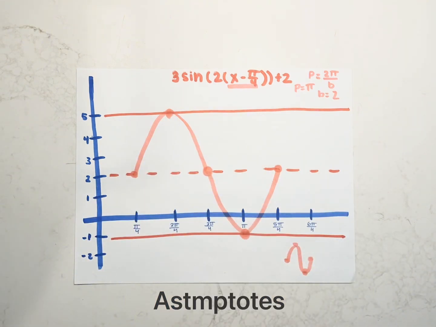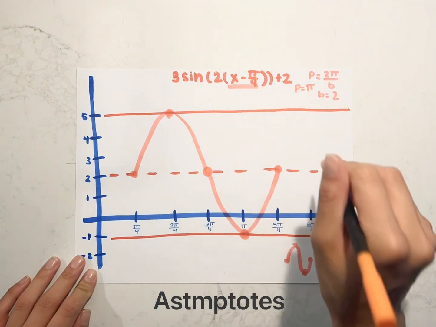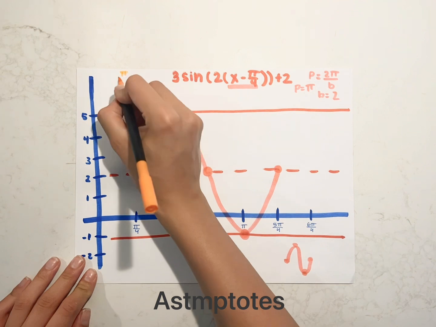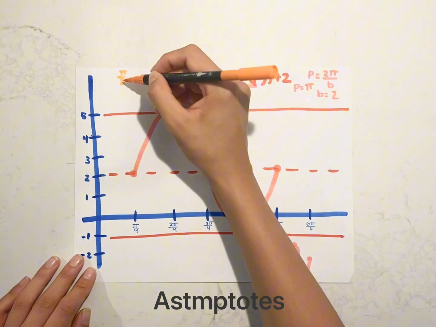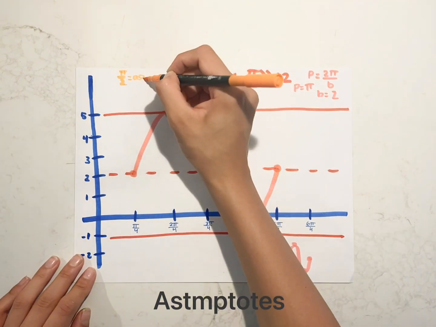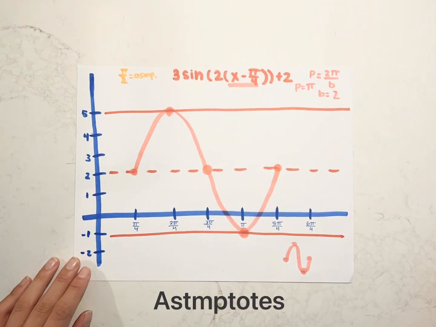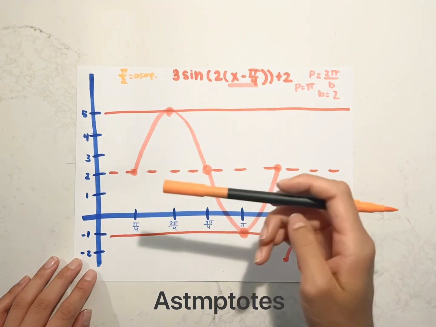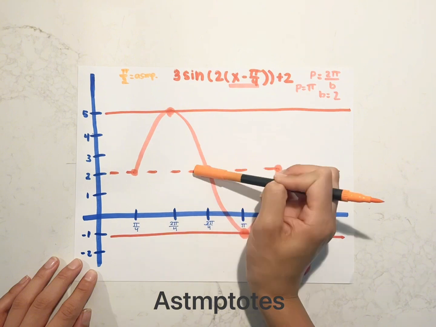So next, we are going to be turning this into a cosecant function, which means that we are going to be making our asymptotes. To do that, we're going to take our period and divide it by 2. So in this case, it would simply be pi over 2, which means that every pi over 2, starting at our beginning point, we're going to make an asymptote.